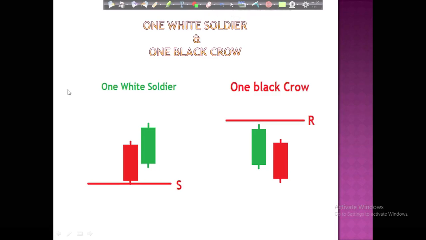Time frame depends on you. Suppose if you are a day trader, you can use the 15-minute or 5-minute chart. If you are a positional trader, you can use at least the H1 chart or H4 chart. I'll show you in the real chart. First, let me explain step by step.